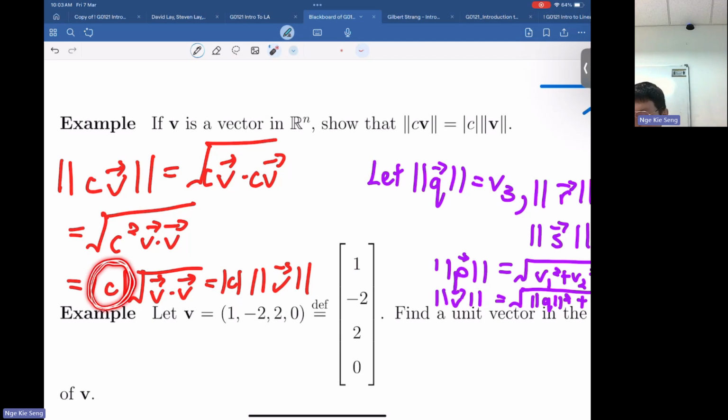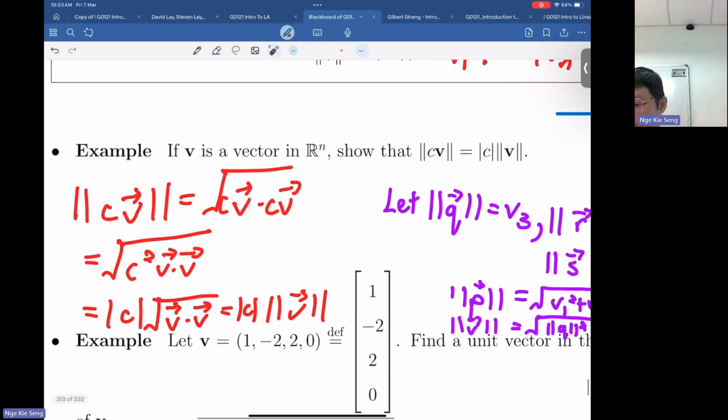Why does this magnitude make sense? Because you won't get a negative from the square root. The square root function won't give you a negative number, right? Okay, the square root won't give you a negative.